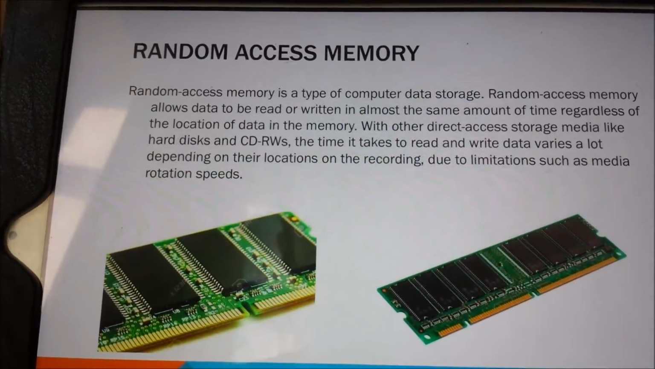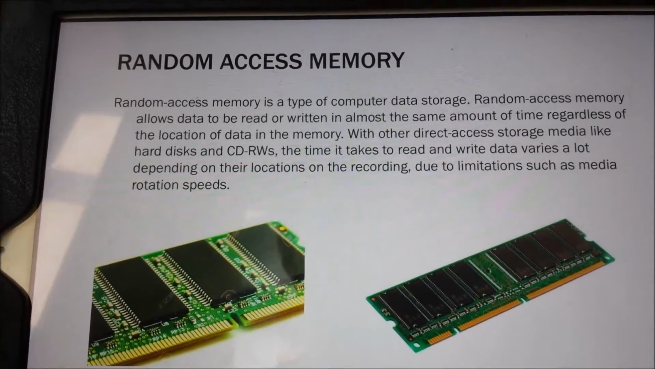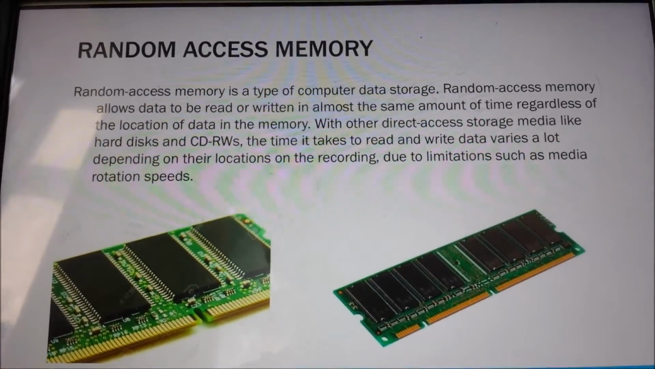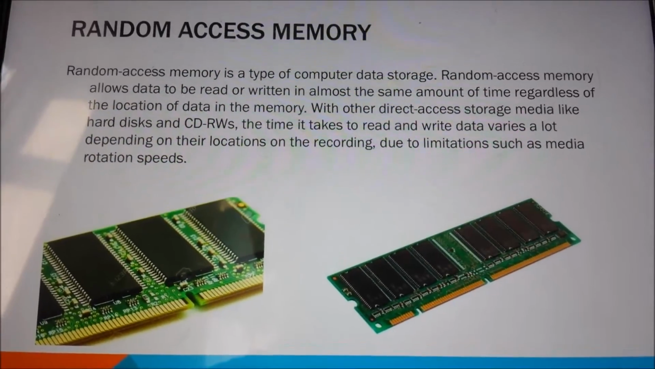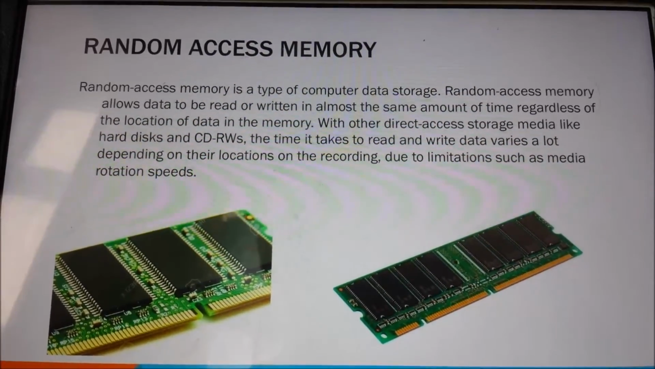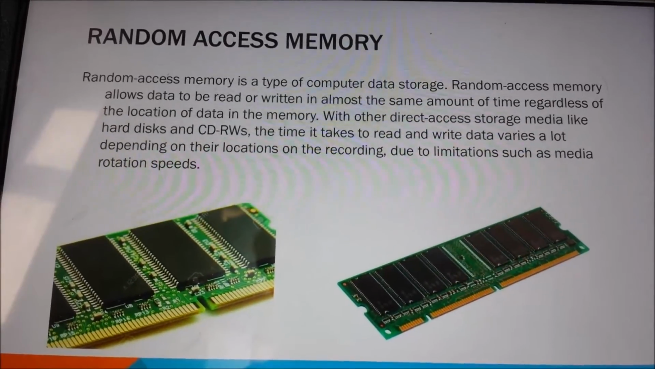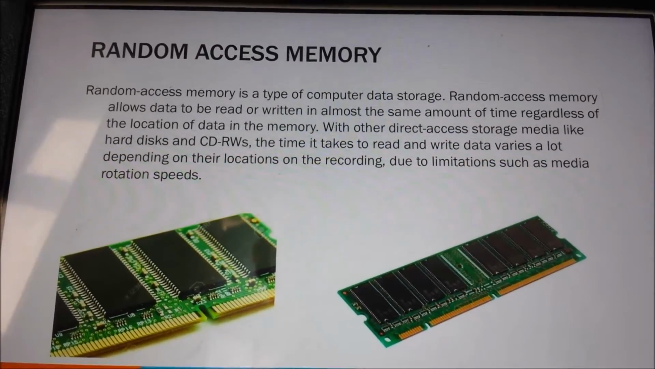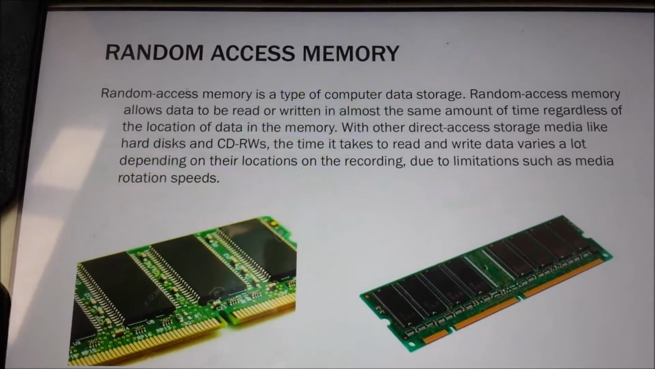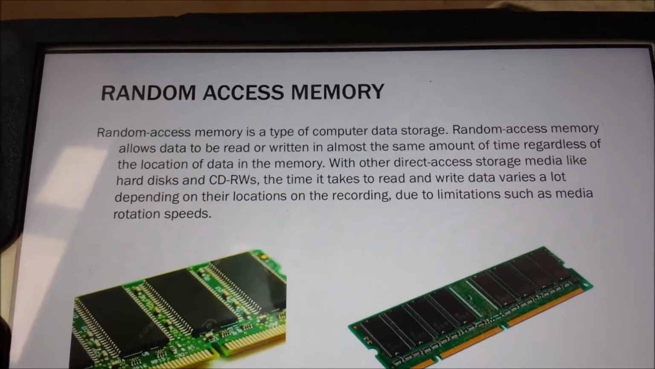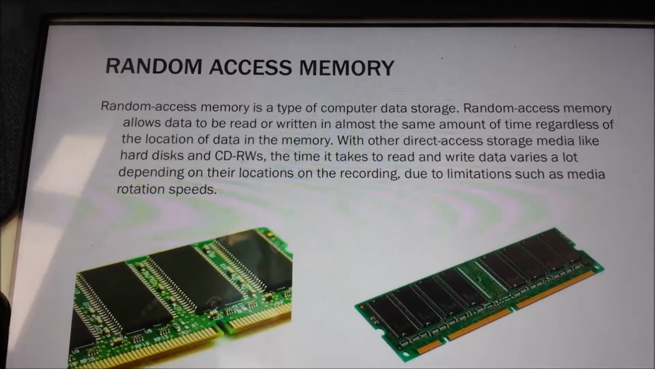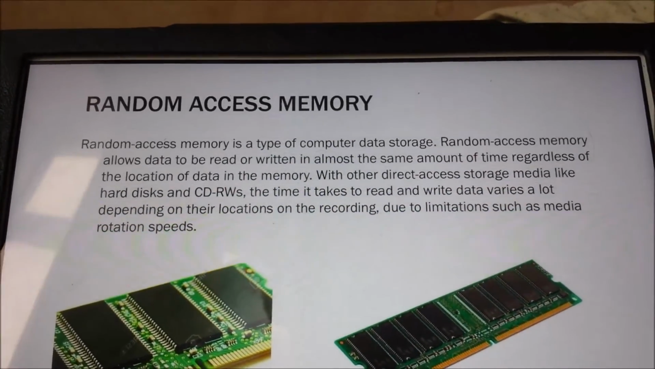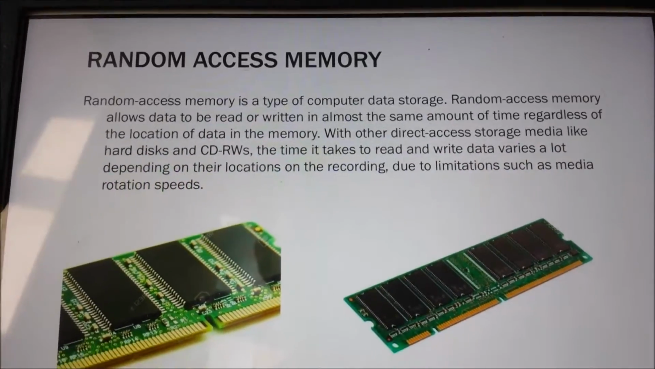Random access memory is a type of computer storage, and it basically runs most of the computer. Random access memory allows data to be read or written in almost the same amount of time, regardless of the location of the data in the memory. With other direct access storage media like hard disks or CD-RWs, the time it takes to read and write varies a lot depending on the location of the recordings due to limitations such as media rotation speeds.